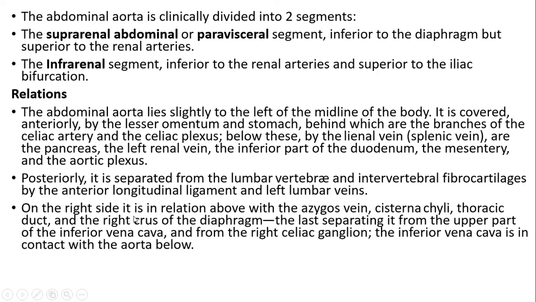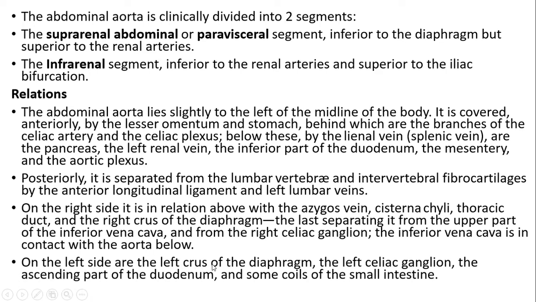On the right side, it is related above to the azygos vein, cisterna chyli, thoracic duct, and the right crus of the diaphragm, the last separating it from the upper part of the inferior vena cava and from the right celiac ganglion. The inferior vena cava is in contact with the aorta below. On the left side are the left crus of the diaphragm, the left celiac ganglion, the ascending part of the duodenum, and some coils of the small intestine.